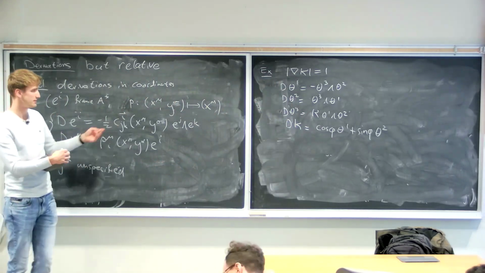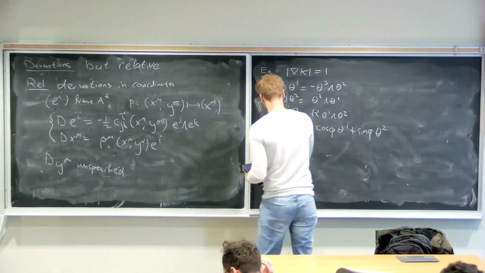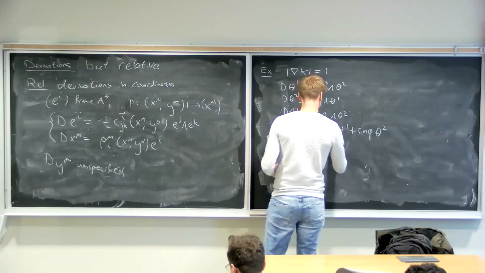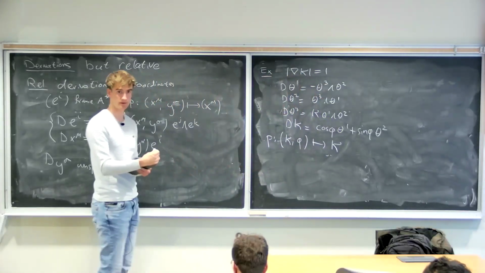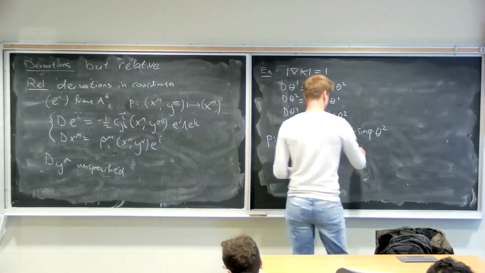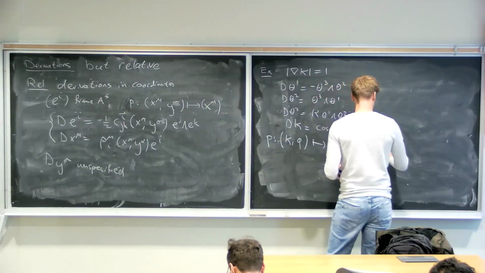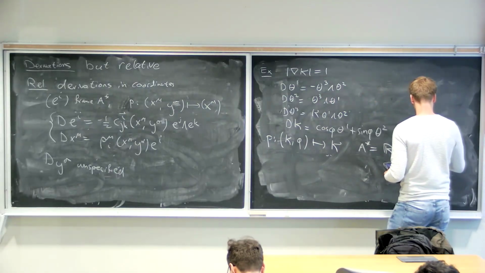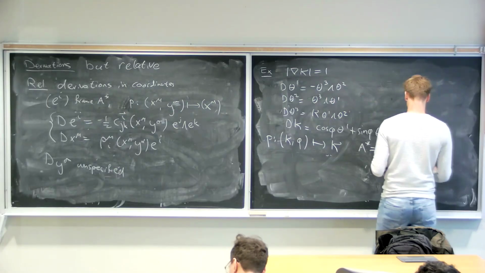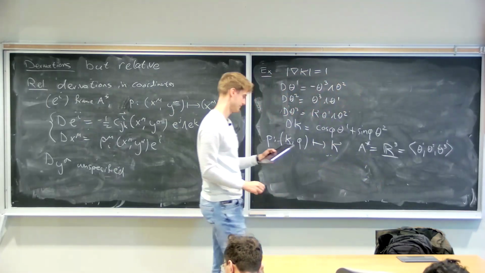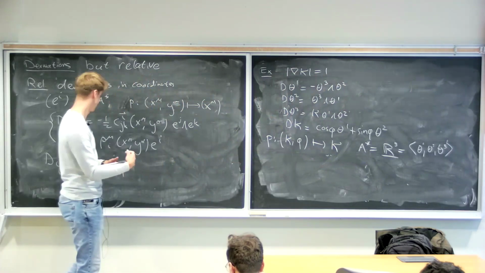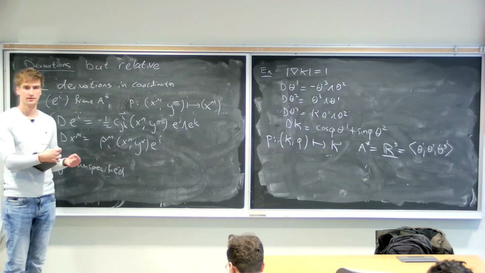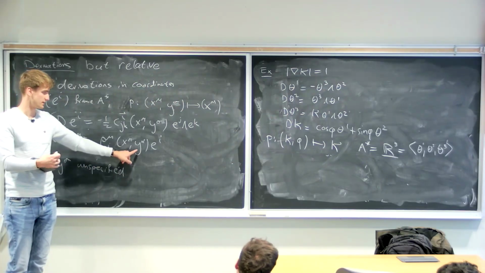So in this special example, P sends k, phi to just k. And A star equals R3 is spanned by the theta i's, trivial bundle R3. And in this example, only the anchor depends on the fiber variables.